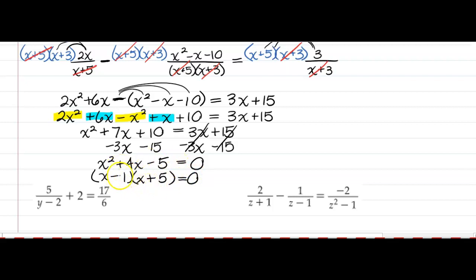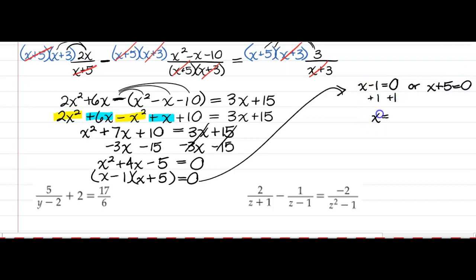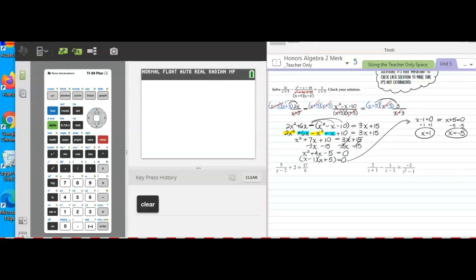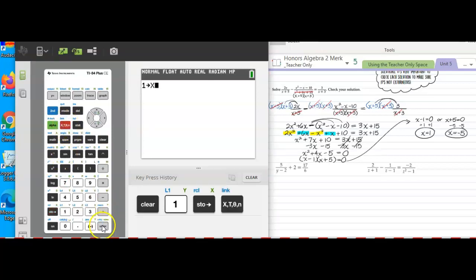To solve this quadratic, we need to set each piece equal to 0. X minus 1 equals 0, or x plus 5 equals 0. I add 1 to both sides to solve. I subtract 5 from both sides to solve. Next, I need to check both of these potential solutions to see if one of them is extraneous. To save myself a little bit of time, I'm going to use the calculator to check it. First, I'm going to store the first answer that I had, which was x equals 1. 1 stored for x. Enter.